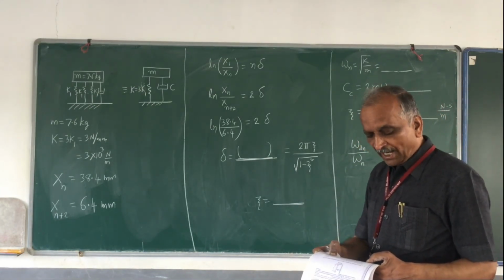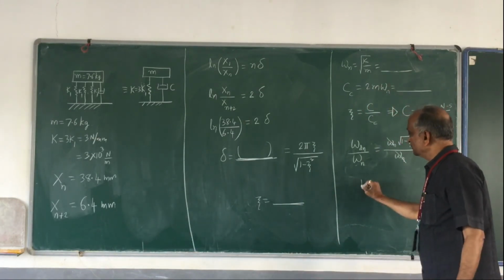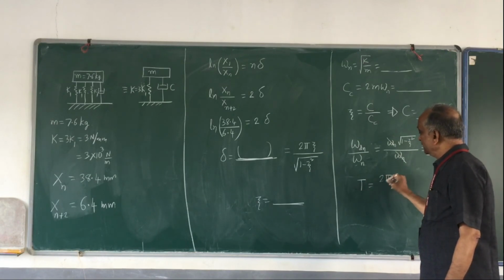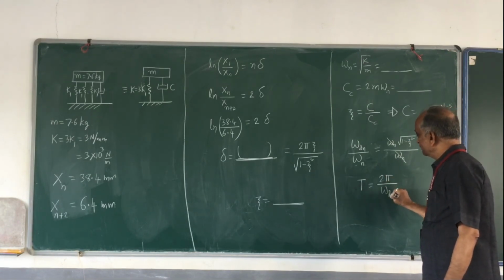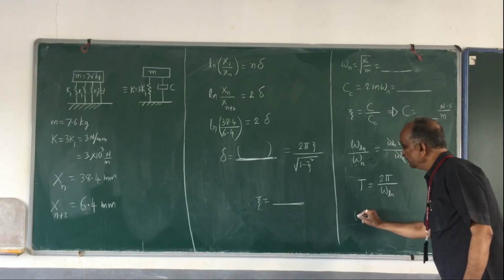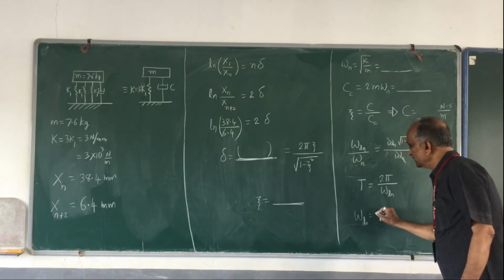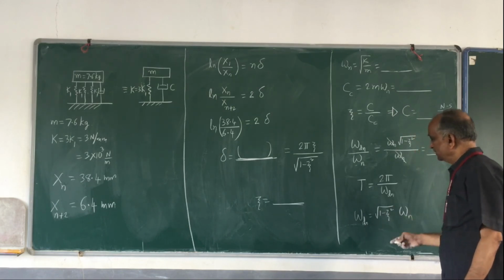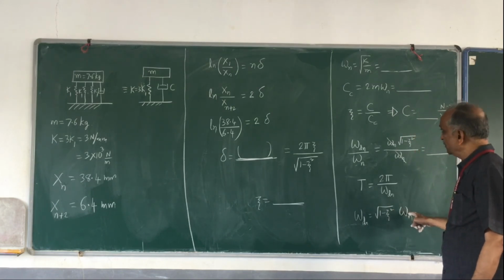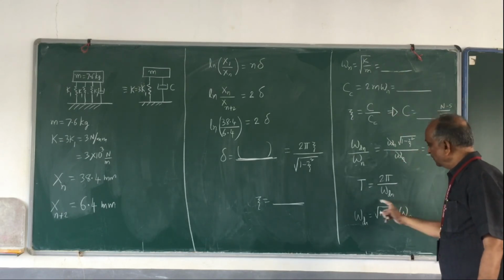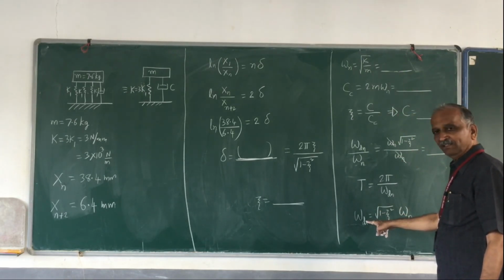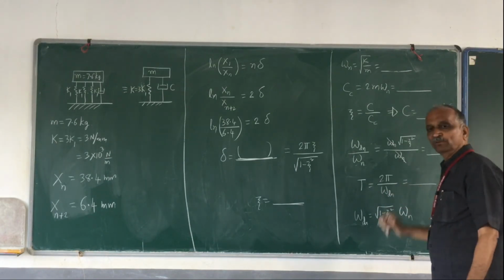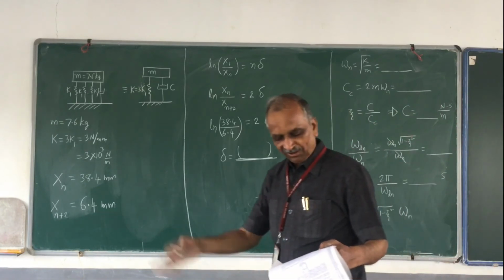Next, number 3. Periodic time of damped vibrations. So you are asked to find out T of damped. This is nothing but 2 pi divided by omega d. And omega d is nothing but root of 1 minus zeta square multiplied by omega n. You know zeta, you know omega n. Substitute that omega d in here. So this is how we find it, in seconds. So all the things are done.